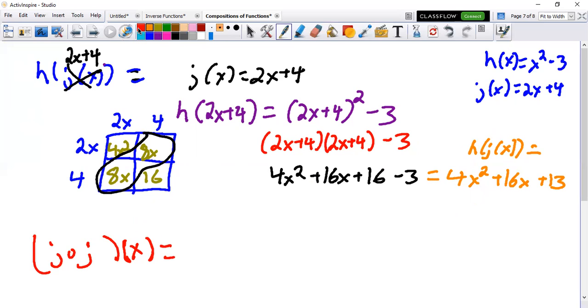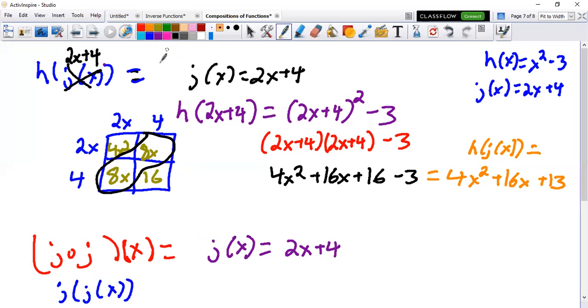All right, now j of j of x, okay? So j of x is 2x plus 4. Keep forgetting to rewrite it. Let's rewrite it. Again, just in case you need to, I think it's easier. All right, so we're going to cross out this j of x and replace it with 2x plus 4. Again, if you want to do it here, cross out the last j, cross out that x and do 2x plus 4. Either way, you've got j of 2x plus 4.